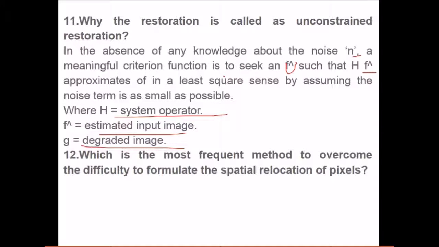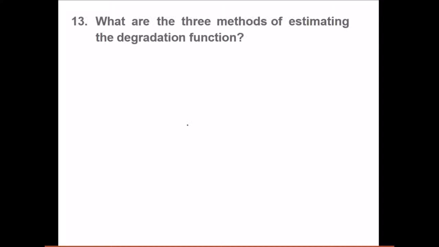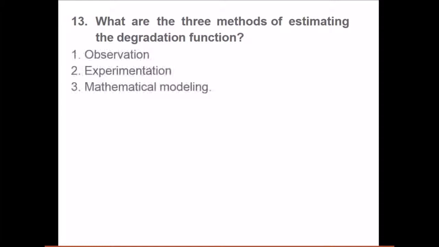What is the most frequent method to overcome the difficulty to formulate the spatial location of the pixels? The point is the most frequent method. This is the most frequent method, which are subsets of pixels whose location in the input, that is distorted, and the output corrected image is known precisely. What are the three methods of estimating the degradation function? We have observation, experimentation, and mathematical modeling.